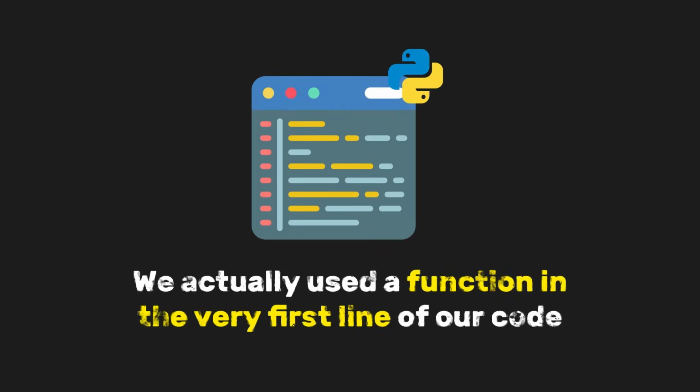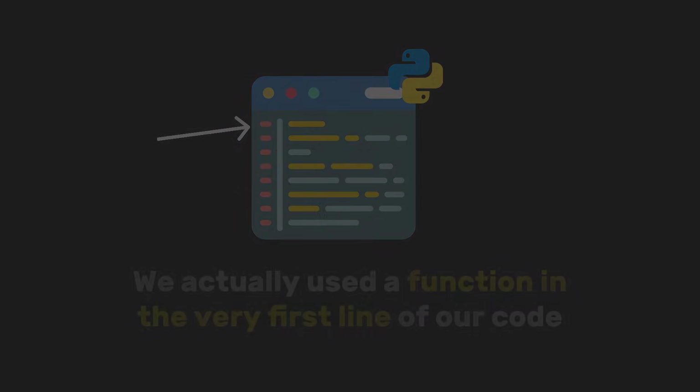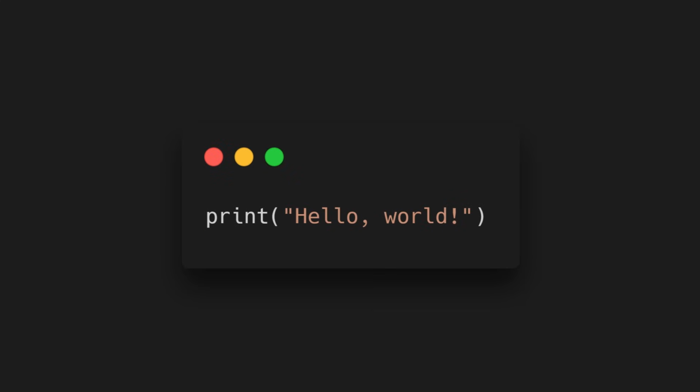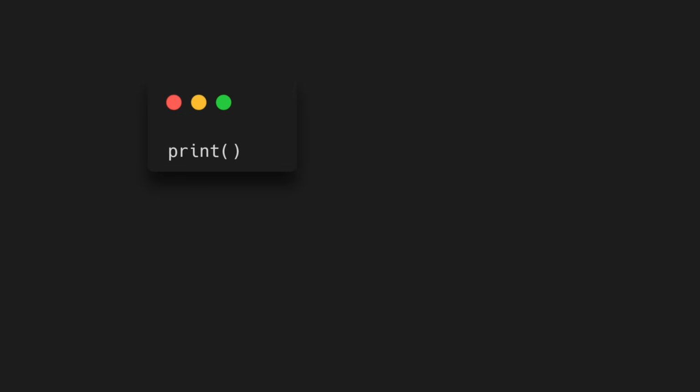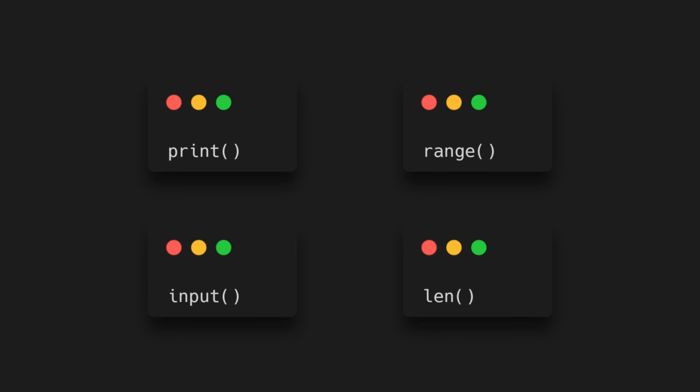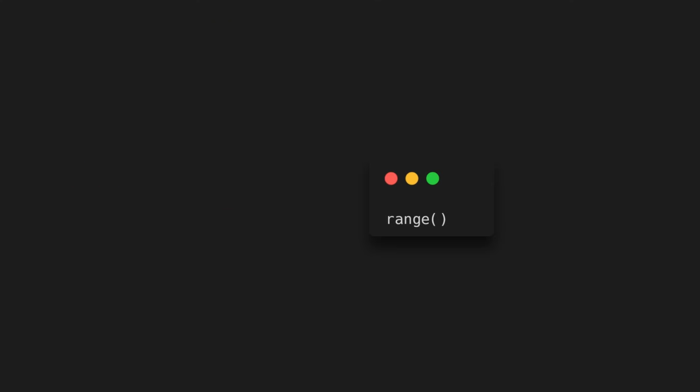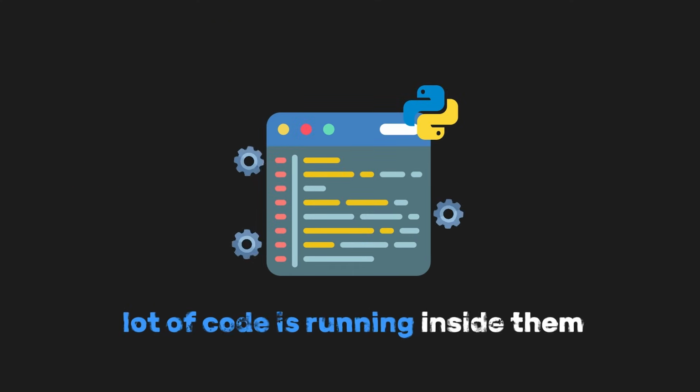We actually used a function in the very first line of our code. Do you know which one it was? It's the print function. That's right. Functions are everywhere in our code. Print, range, len, input. They are all functions. Under the hood, a lot of code is running inside them.